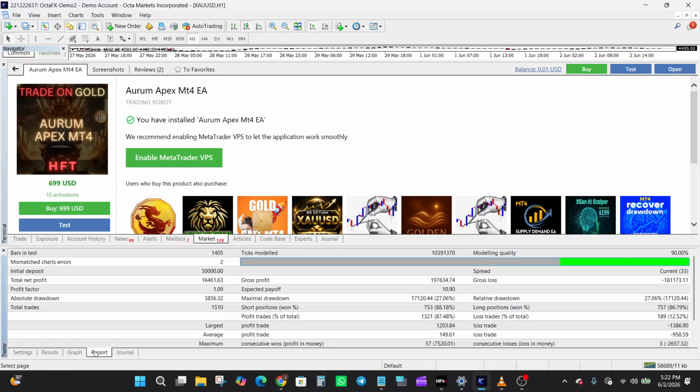So now let's just quickly look at the result. We can see that from an initial deposit of $50,000, there was a total net profit of $16,461.63. Remember that this backtest was done just over the past month. So this seems like an amazing result for 1 month. But remember that historical backtest results do not guarantee future performance. Just keep that in mind.